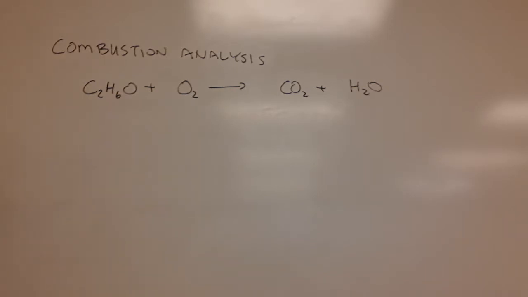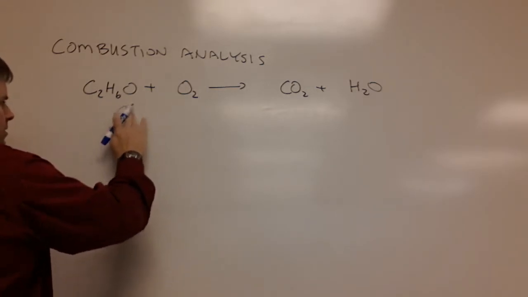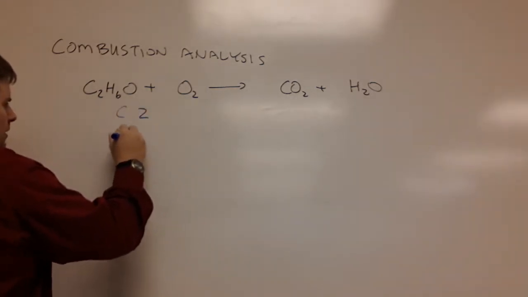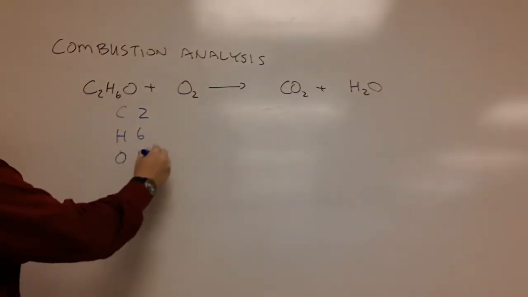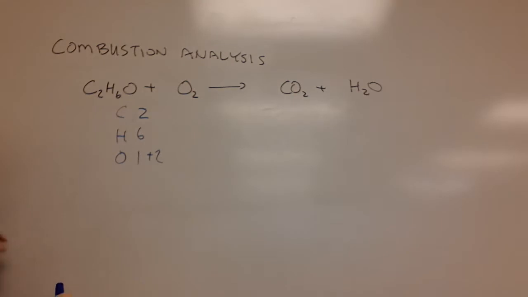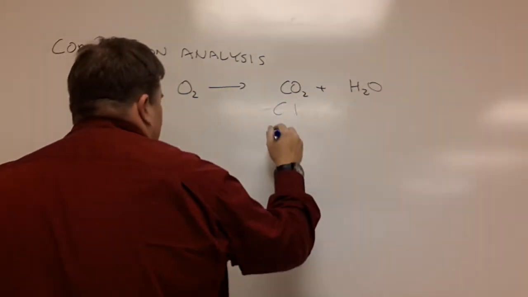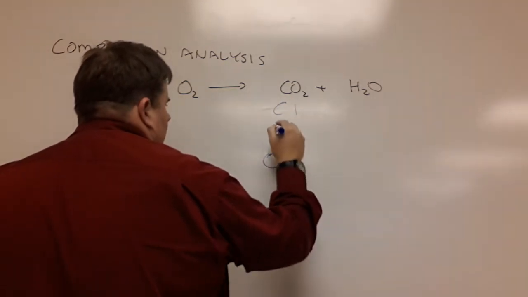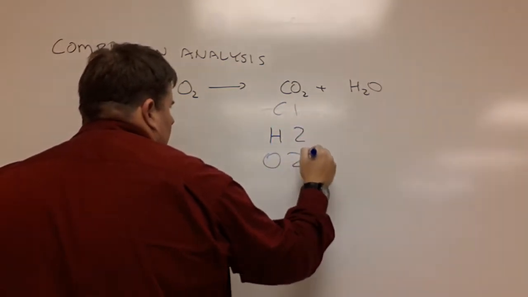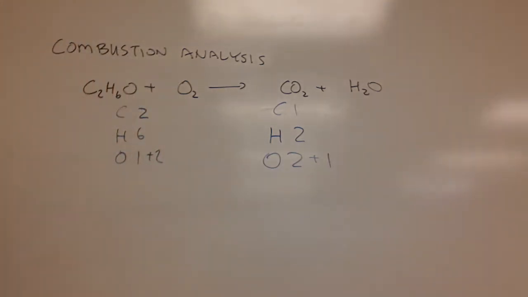All right? So I'm going to write the atoms on either side. C2, okay, H6. And I've got one oxygen plus 2 over here with the oxygen. The carbon dioxide, I've got one carbon, all right? I've got an oxygen down here, it's 2. I've got a hydrogen, that's 2 plus 1 oxygen, okay?